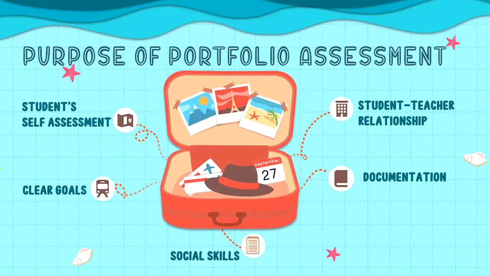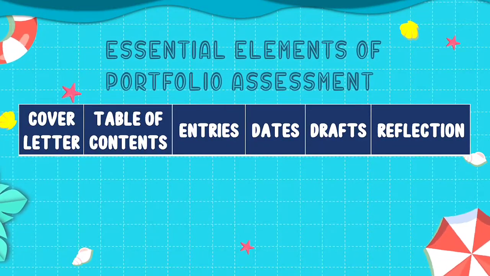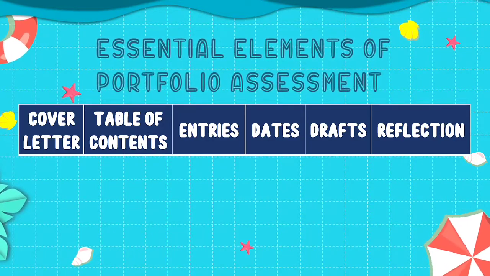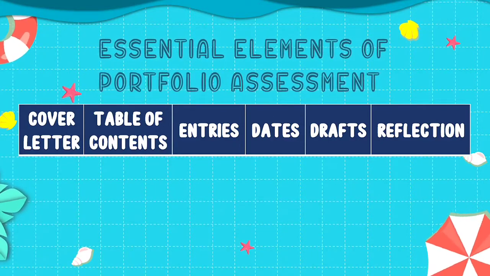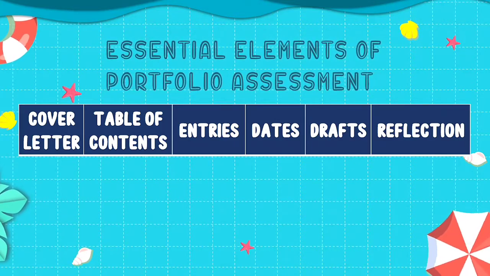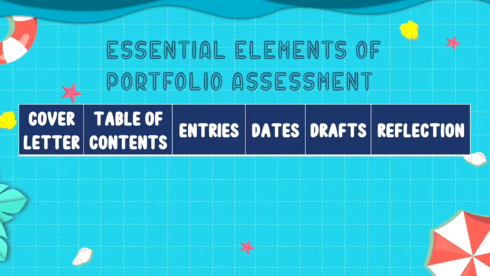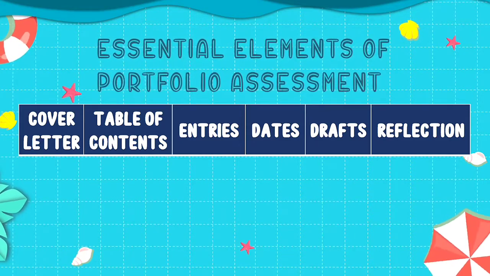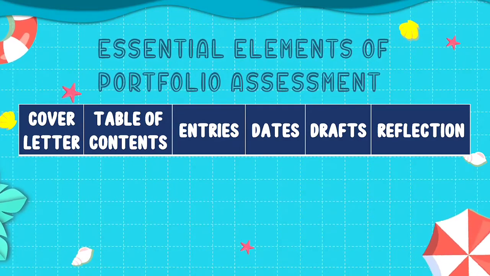Now, here we have 6 essential elements of a portfolio. The first is cover letter, table of contents, entries, dates, drafts, and reflection. So when we say cover letter, this element shows the progress of the student from novice to mastery of learning. So the whole duration from his beginner level up to his mastery level of learning.